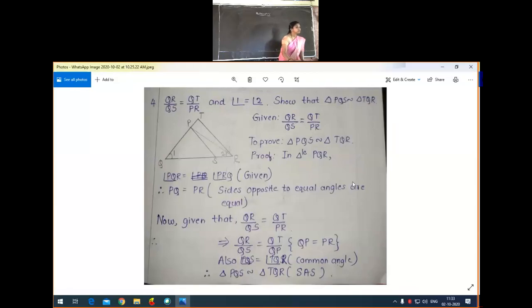Okay, so the fourth question, what we have? QR by QS is equal to QT by PR. This condition is given. And angle 1 is equal to angle 2. Here they have given that angle 1 is equal to angle 2.